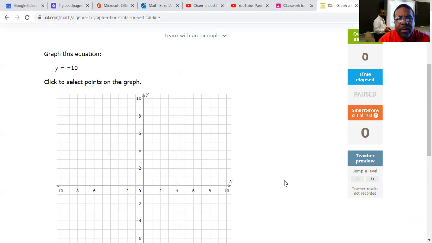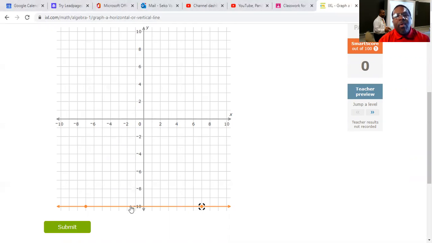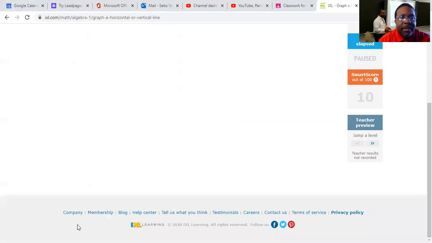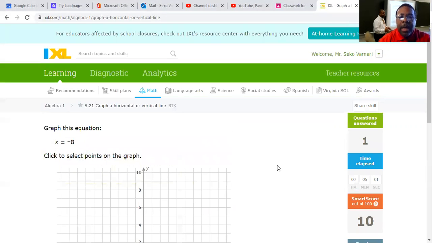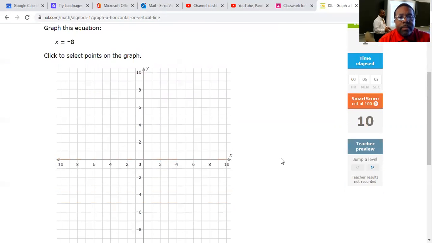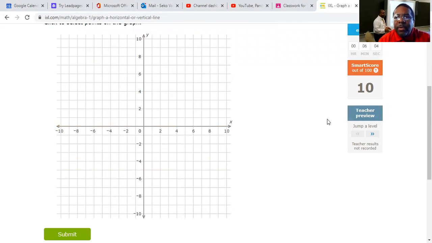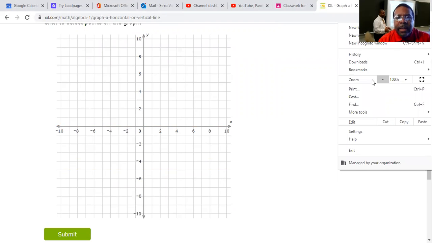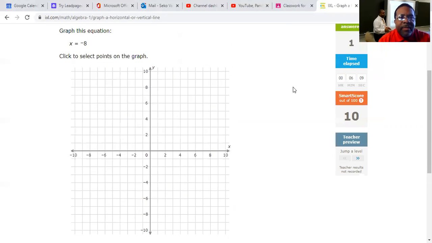Now, the line that we drew, what term would you use? Would you say that's horizontal? Yes, you can say that's horizontal. Say it's flat, you can say that. That works too. All right, so let's go ahead and submit and get our answer. Good work. I'll do another one with you. X equals -8.